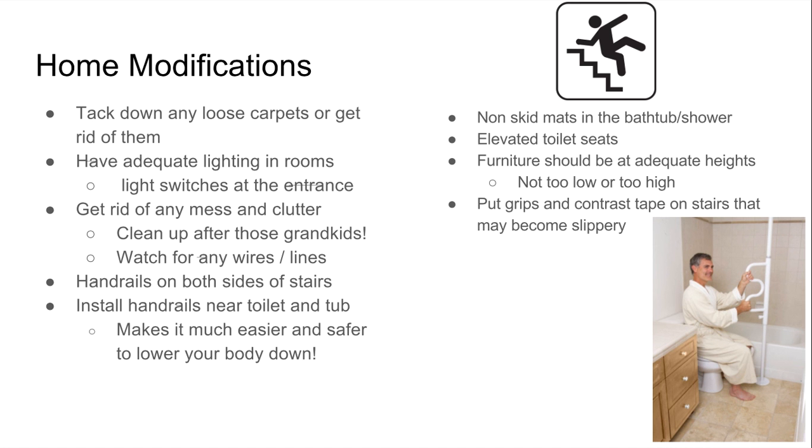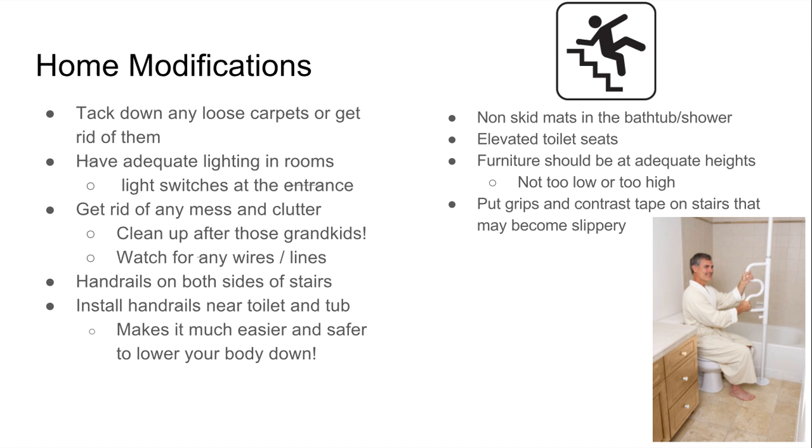All right, so home modifications. A couple things you can do is tack any loose carpets or get rid of them completely. You want to have adequate lighting in rooms. Make sure the light switches are near the entrance. Get rid of any mess or clutter. Again, clean up after those grandkids. Watch for any wires or loose lines.